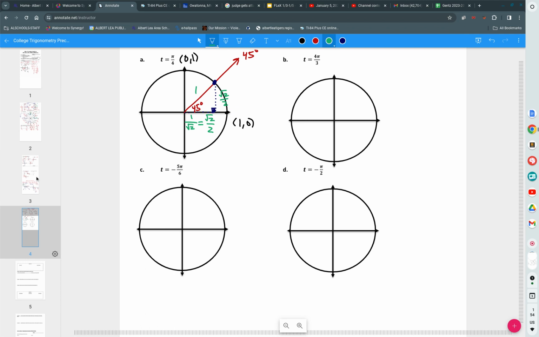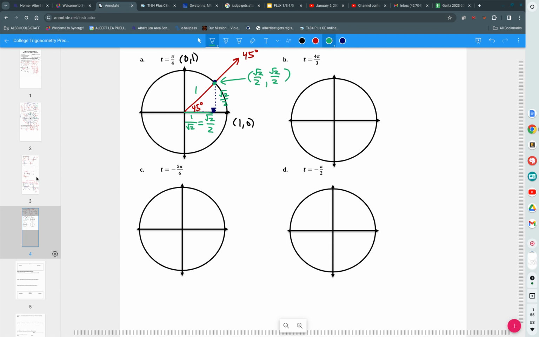So this coordinate right here is this horizontal component right here. The side piece is the x value, root of 2 over 2. And then the y value is the root of 2 over 2. That is my coordinate. Let's try the next one.